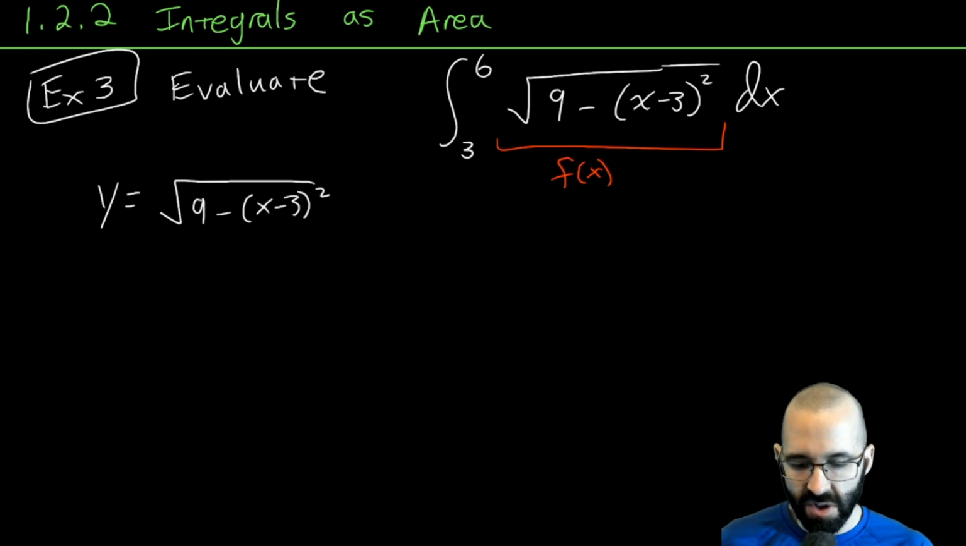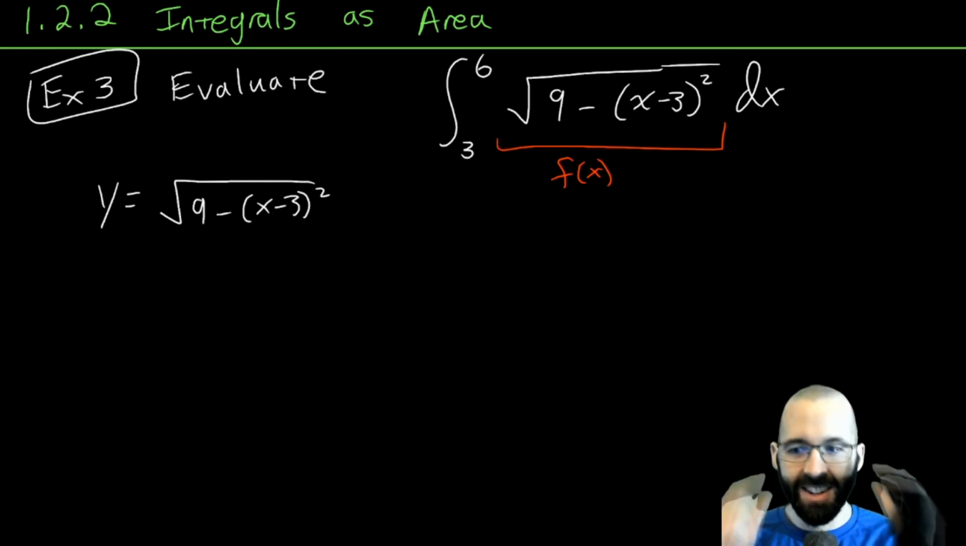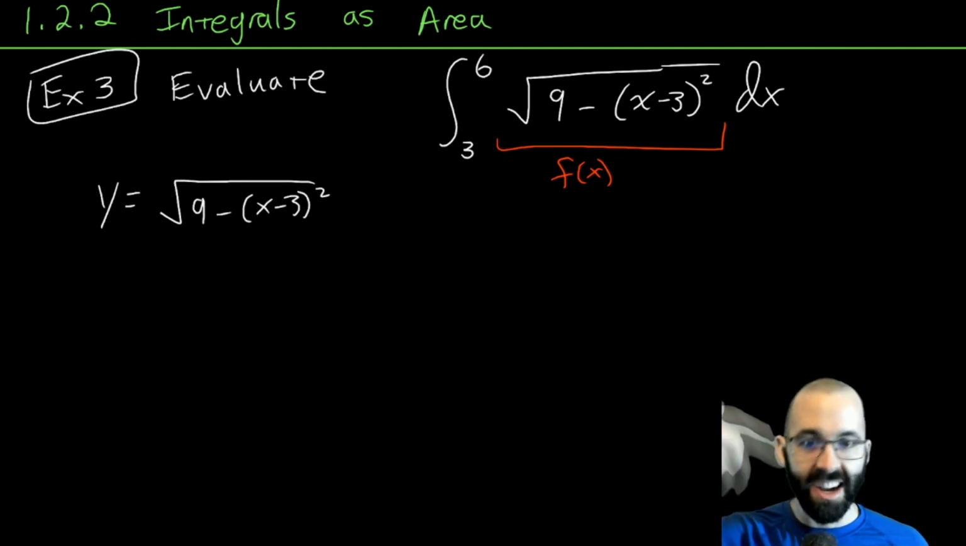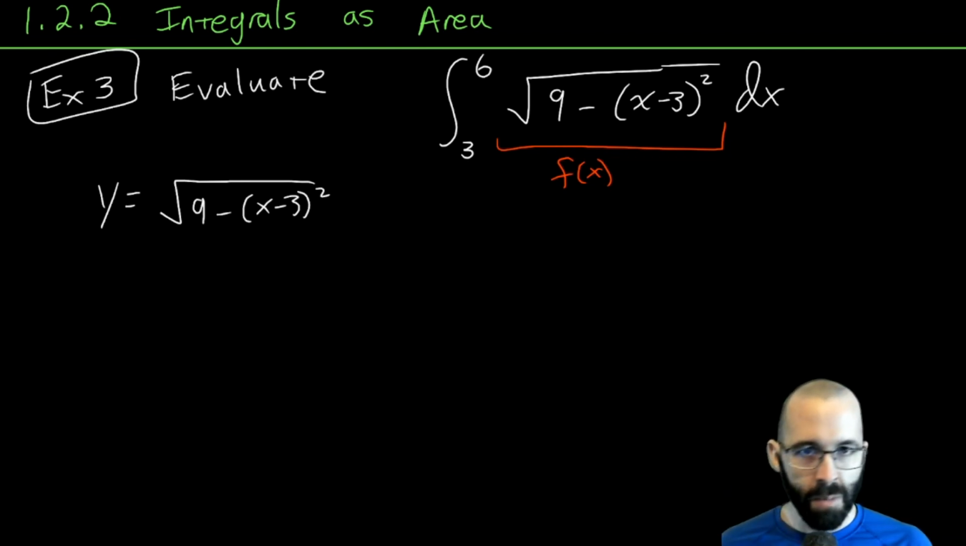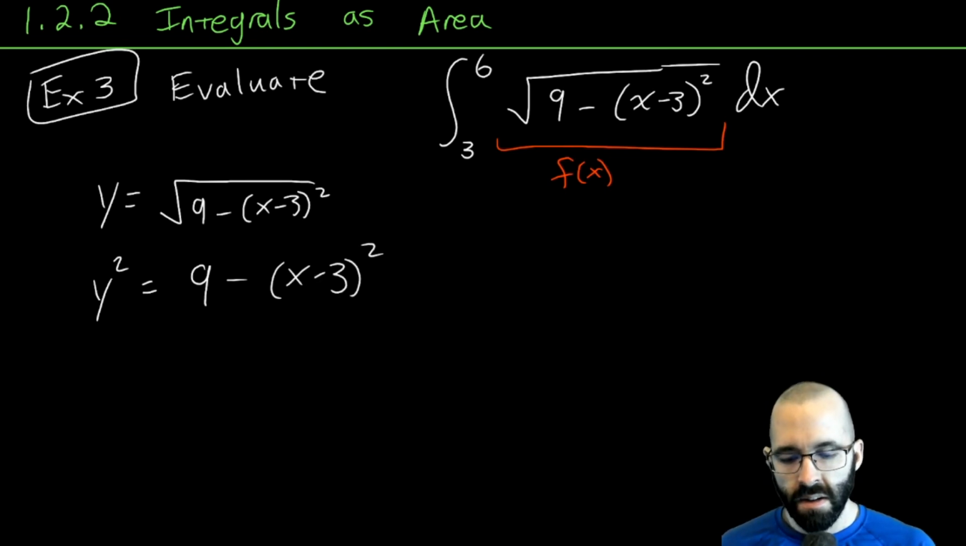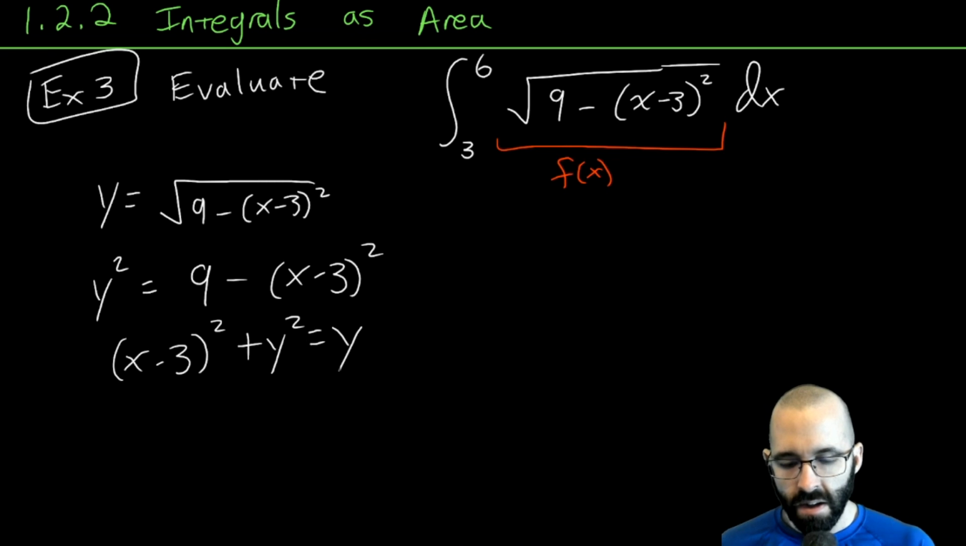Okay, that's not really helpful, Jason. Let me move things around for you. You're going to see this a lot. So this pattern is really going to come into play a lot in this section. Let's square both sides. If two things are equal, then if you square them, they're still equal, although the converse isn't always true. Square both sides, we're going to cancel the square root. We get y squared equals 9 minus (x minus 3) squared. And now let's add this to both sides. That's going to give us (x minus 3) squared plus y squared equals 9.